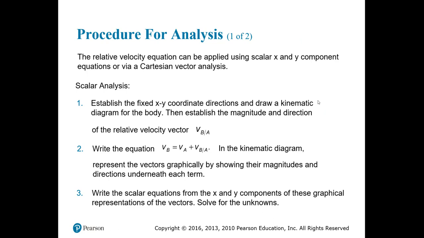So a procedure for an analysis would be, at first, we need to establish fixed x and y coordinate directions and draw a kinematic diagram for the body. Then we need to establish the magnitude and direction of the relative velocity vector B with respect to A. Once we have that established, we will write the equation vB equals vA plus vB/A in the kinematic diagram. Represent the vectors graphically by showing their magnitudes and directions underneath each term. We have to write the scalar equations from the x and y components of these graphical representations and then solve for unknowns.